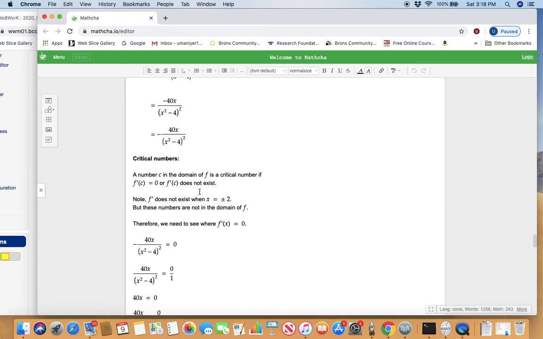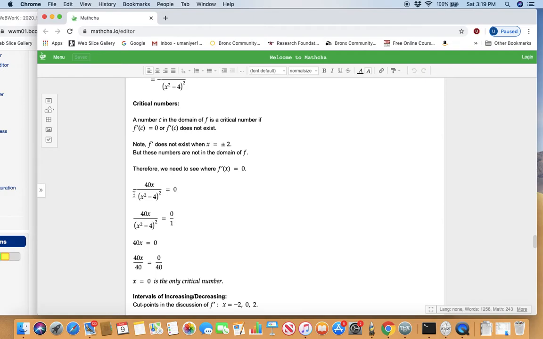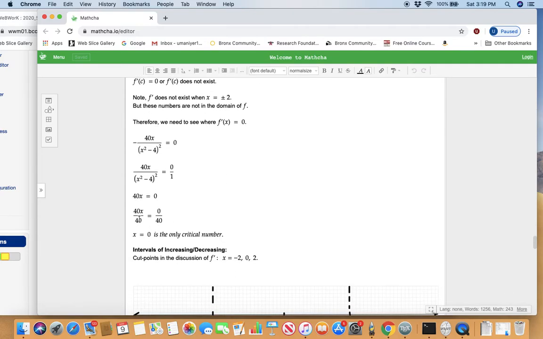So how do I get critical numbers? Well, the other option is to set the derivative to 0 and solve for x. So I take my derivative and set it to 0. Well, the negative is outside, so why don't I get rid of it? How do I get rid of negatives? Multiply by negative 1 on both sides. The negative goes away, and 0 times anything is 0. So this quantity is equal to 0 over 1. Cross multiply. 40x equals 0, since 0 times anything is 0. Solving for x, you need to divide by 40, which gives me x equals 0. So that's the only critical number.